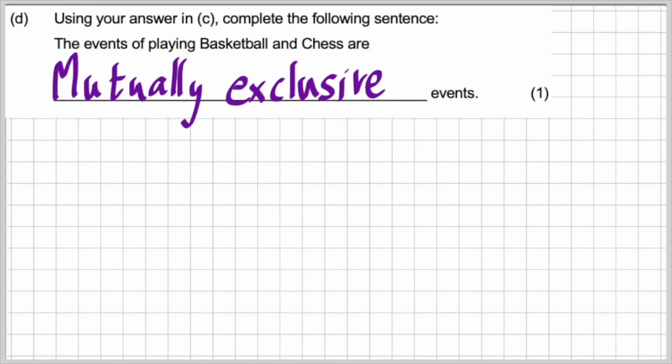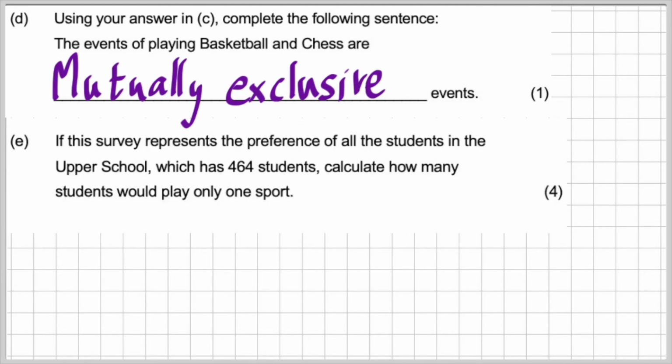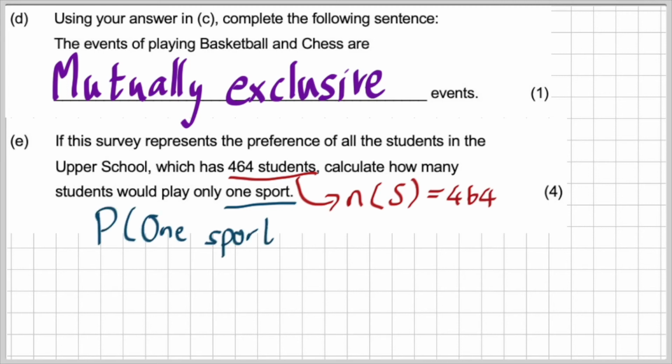Okay? Let's look at the next question. If this survey represents the preference of all the students in the upper school, so in other words, in the high school, which has 464 students, so now the total number of students in the high school was 464 students. Calculate how many would play only one sport. So I want to actually know what the probability was in this sample space.